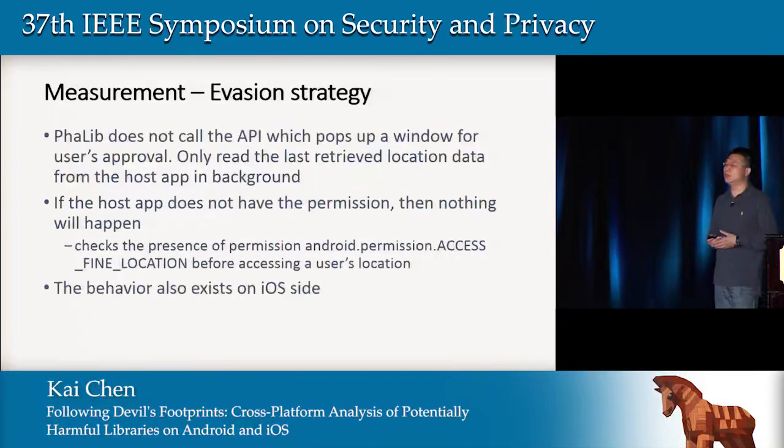We also find some special behaviors of these potentially harmful libraries, like evasion. The potentially harmful library does not call the API which pops up a window for user approval. It only reads the last retrieved location data from the host in the background. So it avoids popping up a window for user notification. And if the host app does not have the permission, then nothing will happen. The behavior also exists on the iOS side.